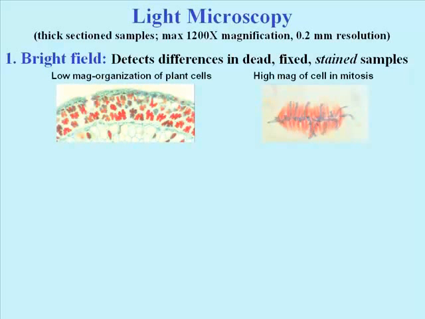The example on the left, illustrated here, or actually it's a photomicrograph, is of a plant cell showing the organization of the cells into different tissues. The high magnification micrograph on the right shows fully condensed chromosomes about to be separated during mitosis.